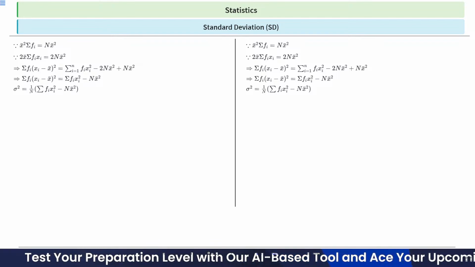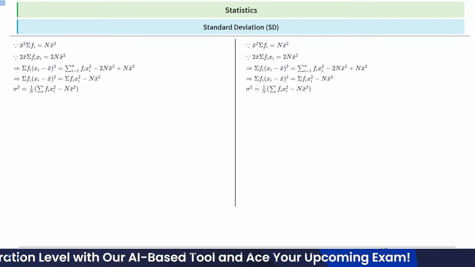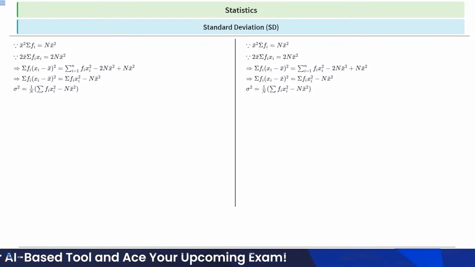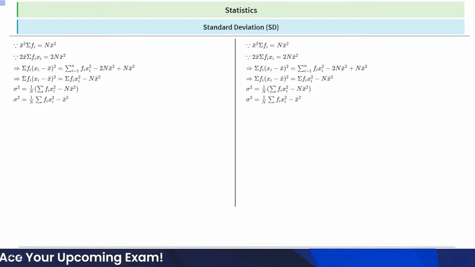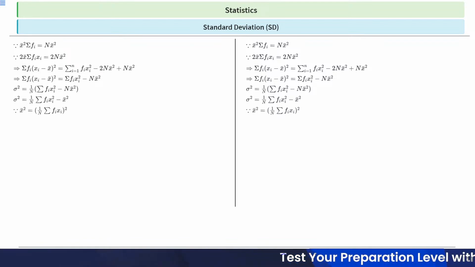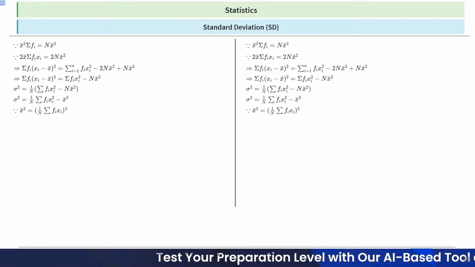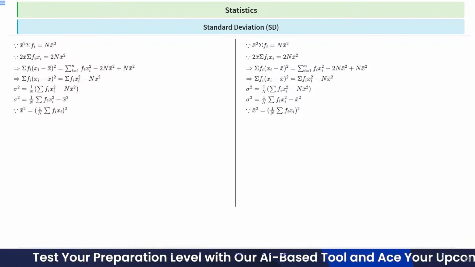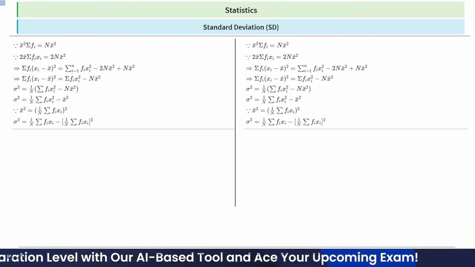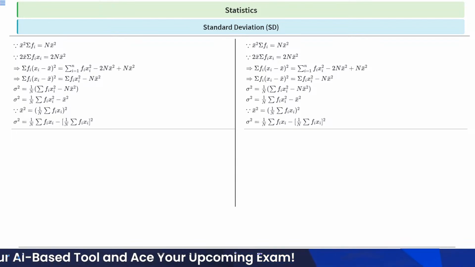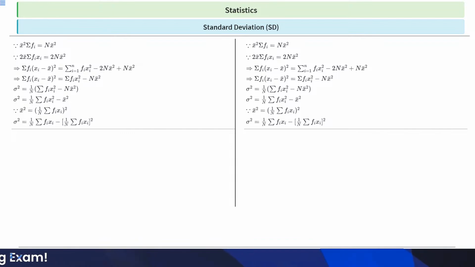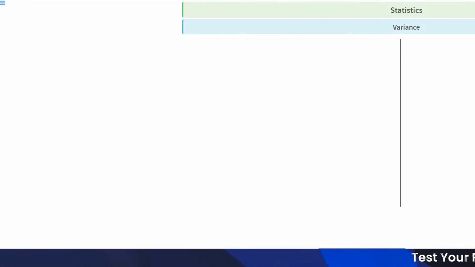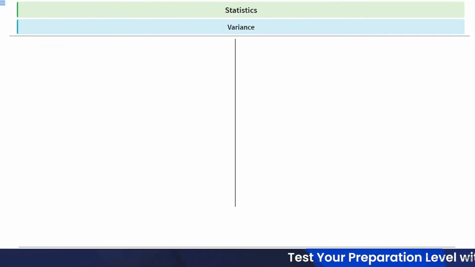Sigma square is equal to 1 by n summation of fi xi square minus n x bar square, right? Whereas sigma square is equal to 1 by n summation of fi xi square minus x bar square, right? Since x bar is equal to 1 by n summation of fi xi, therefore, we can write sigma square is equal to 1 by n summation of fi xi square minus, 1 by n summation of fi xi whole square, right? Clear? Now, let us see what is variance.